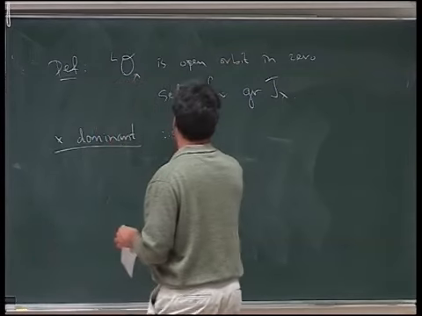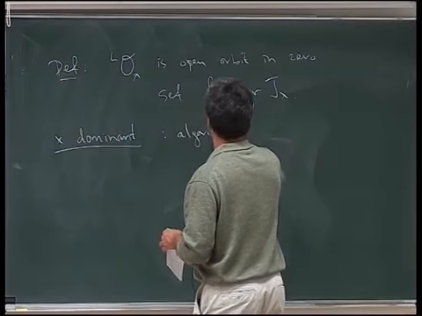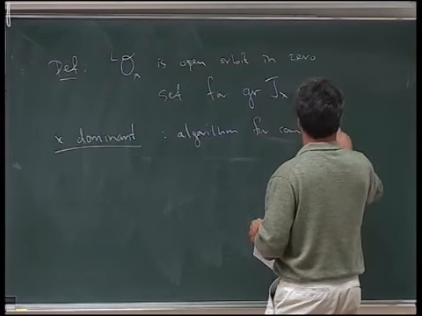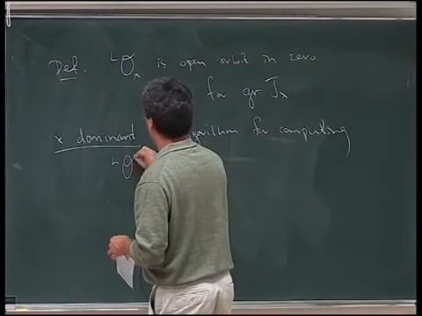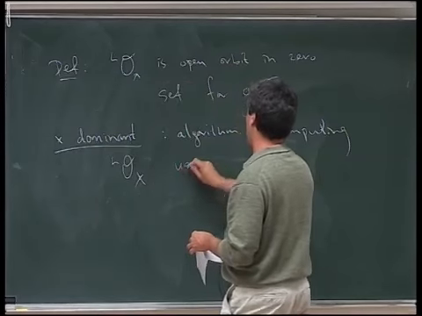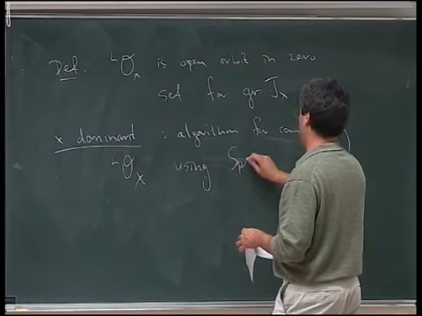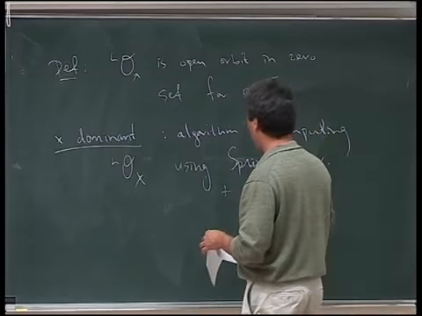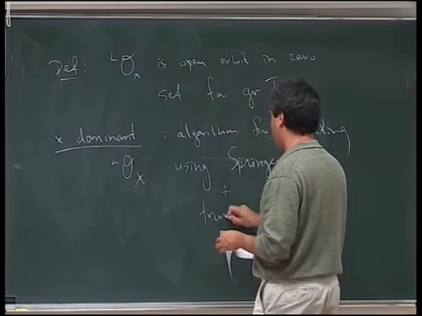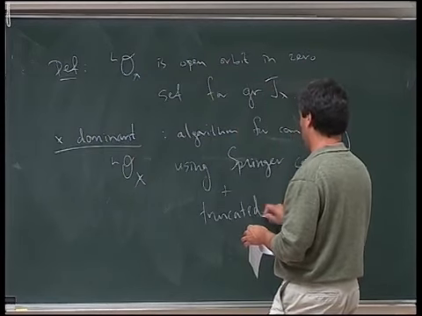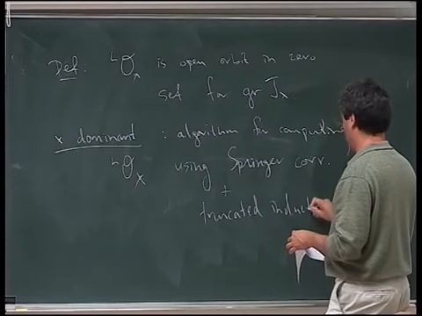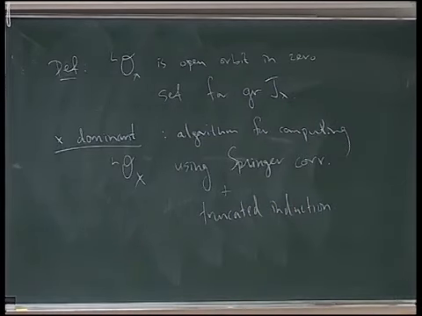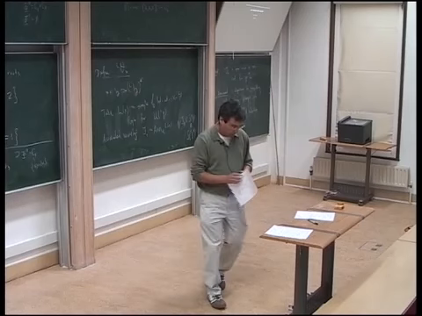And then we know there's an algorithm for computing this associated variety using the Springer correspondence, plus you have to use truncated induction. You have to really kind of use the whole toolbox for this stuff. You can compute it.